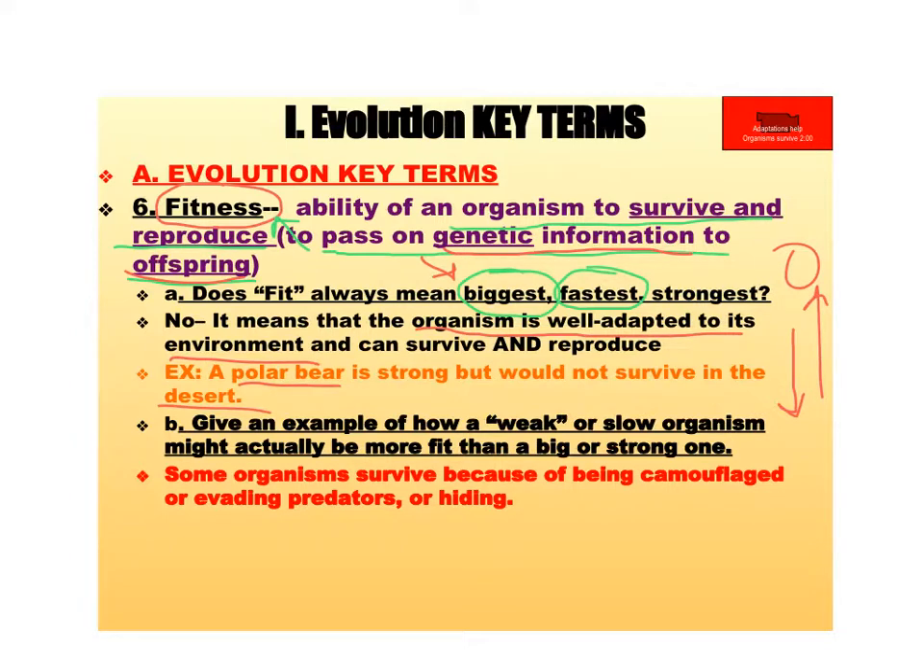So give an example of how a weak or slow organism might actually be more fit than a big and strong one. Well, like that leaf bug, the bug that looked like a leaf. Its advantage, if it was fast, if it liked to move around a lot, that would actually not be an adaptation. That would be a disadvantage because unless it's really windy, leaves don't move around very much. So for that leaf bug, it's actually an adaptation. It's advantageous to stay still, to be really, really slow.